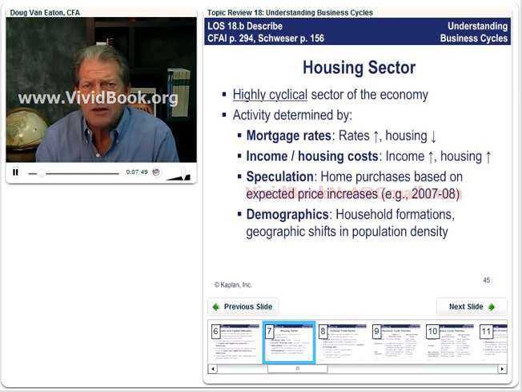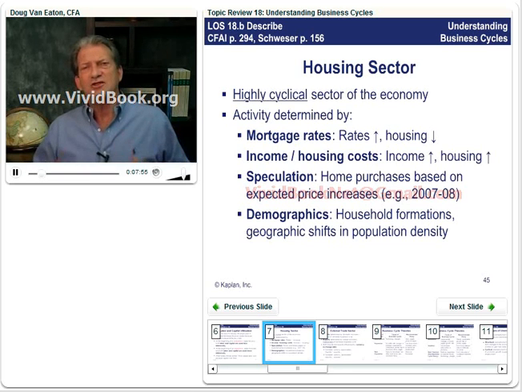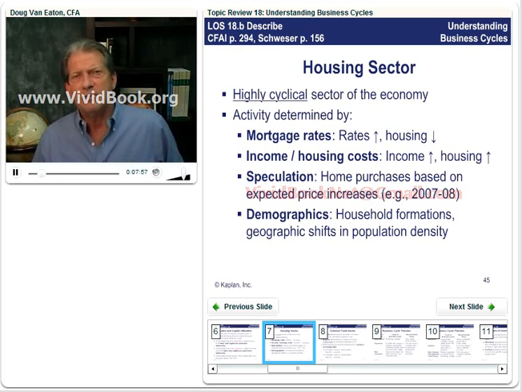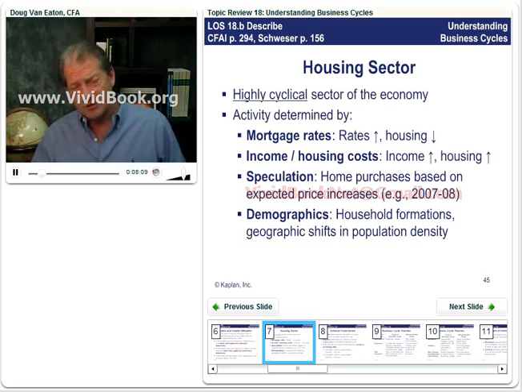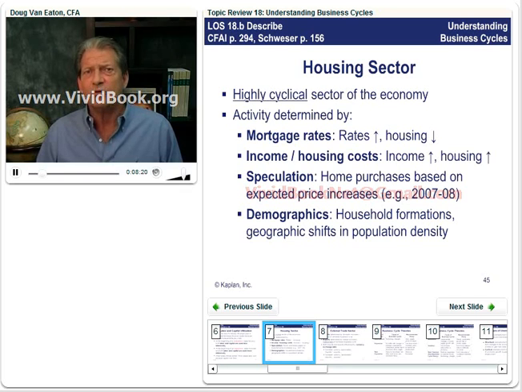Now there is some speculation in the housing sector, and sometimes as we've had an expansion for a while, people get the belief that housing prices are going to continue to go up and continue to go up. Well, if you believe they're going to continue to go up, that spurs buying activity, which in turn puts prices up for a while. But it could end badly, as it did in 2008, after that big expansion in housing prices due to a lot of speculation. Another thing to remember about the housing sector is the demographics, household formations, right?